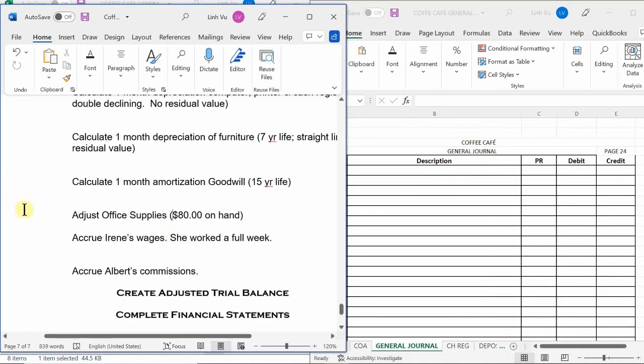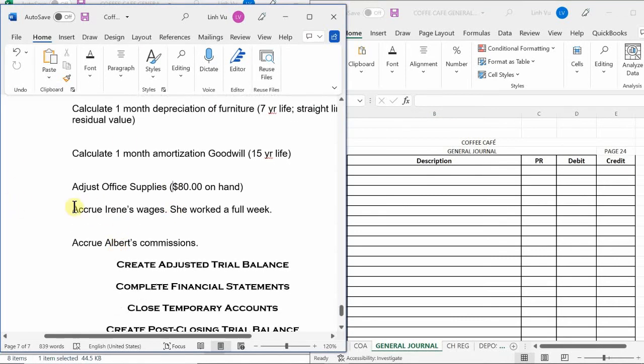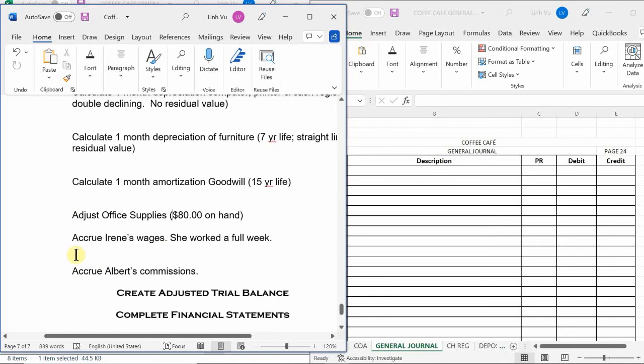Now, for this right here, we should also accrue for Irene's wages, okay? And it says right here she worked a full week, okay? A full week, since she's a full-time employee, right? A full week would be 5 days, okay? So that means she worked one whole entire week. So she earned a whole week's paycheck, okay?